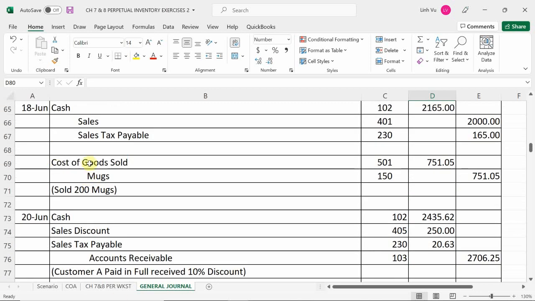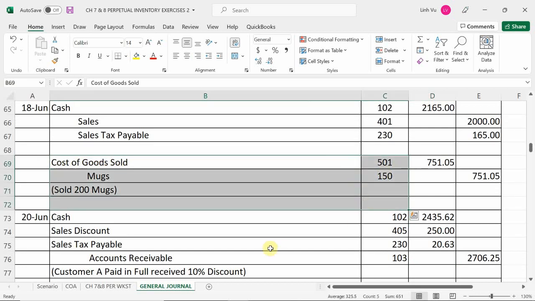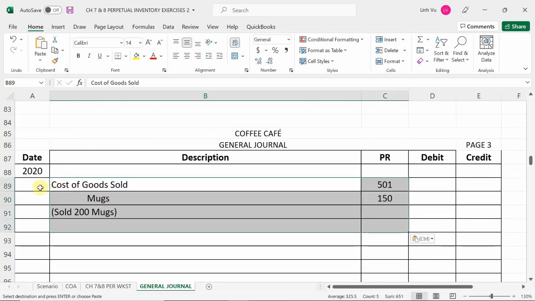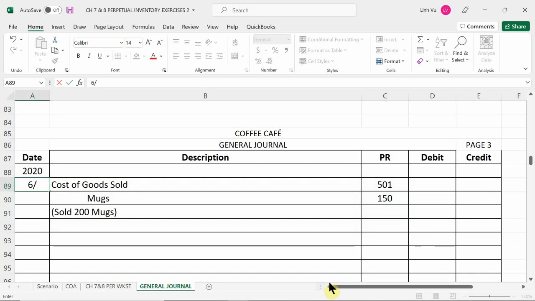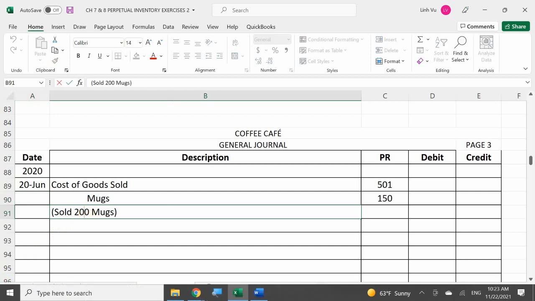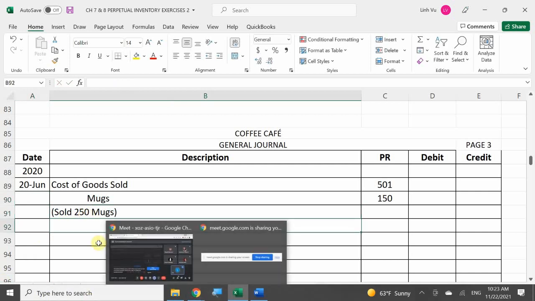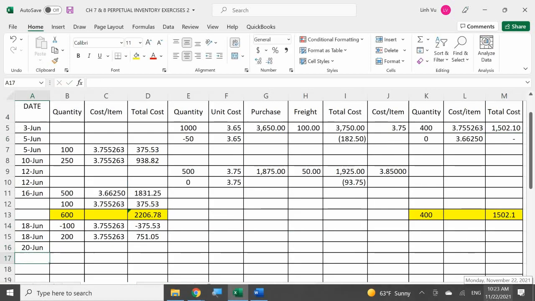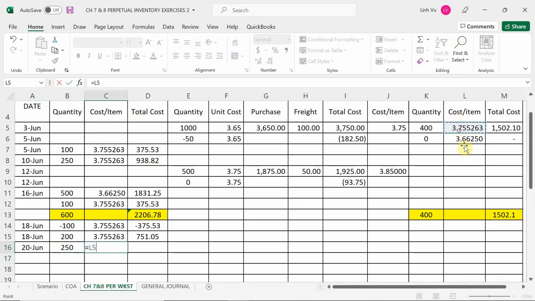So now let's go ahead and calculate my cost of goods sold here, since I got rid of some inventory. So in this case, I'm going to pop it in here for 620. And this time I sold 250 mugs. So let's go ahead and pop this number in here. So it is 620. I sold 250 mugs at a total cost per item of 375. So what's my grand total cost of goods sold going to be?